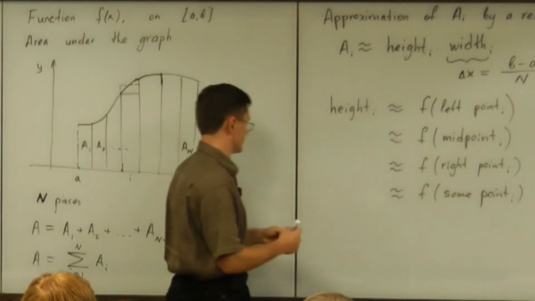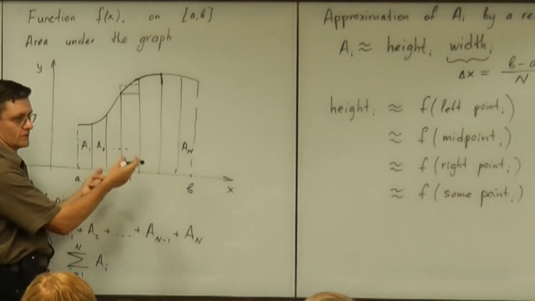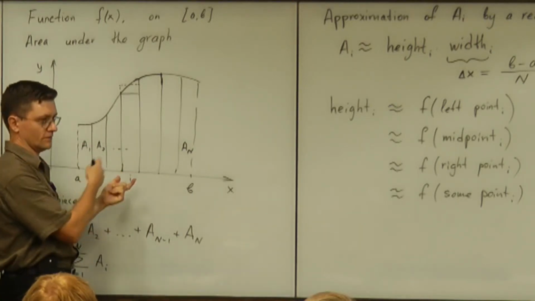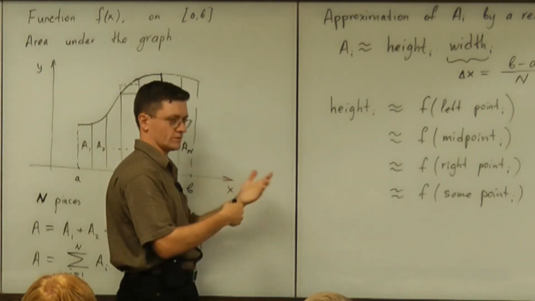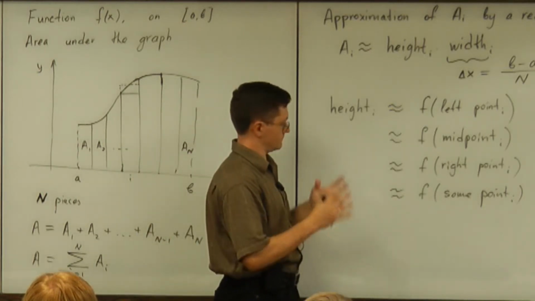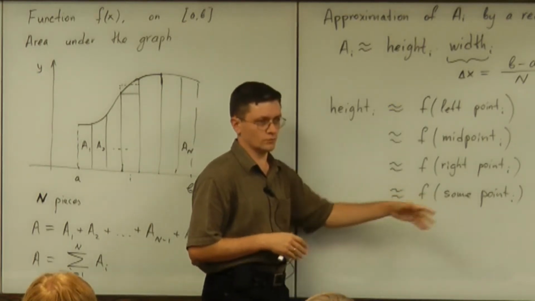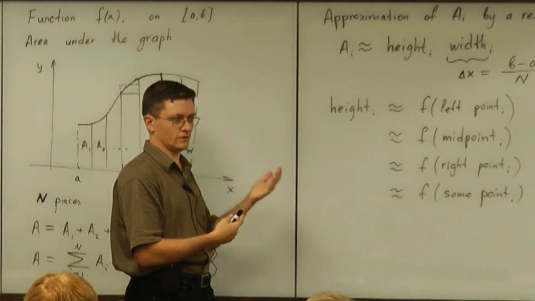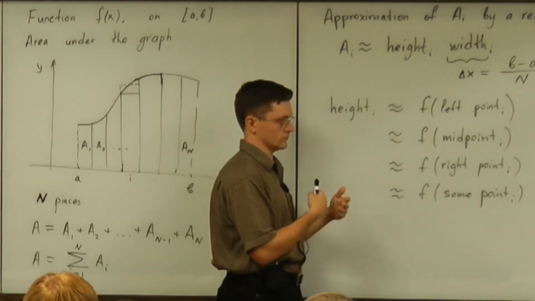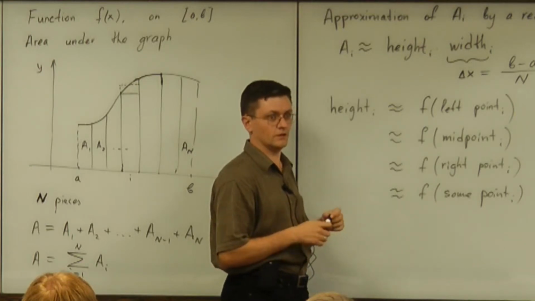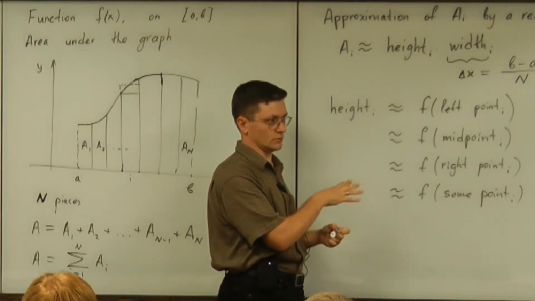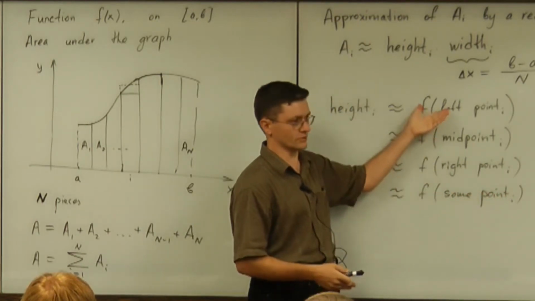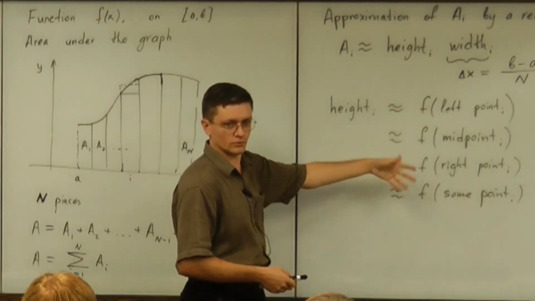Otherwise, you can choose some point, and that introduces some randomness in this choice. You can possibly choose left points for every odd interval, right points for every even interval, whatever you can imagine, just choose some point. But that kind of randomized procedure is more difficult to implement in computation, for example. If you want to write a program to compute something, you would like some order, you would like some precision. So you choose either the left point or the midpoint or the right point.